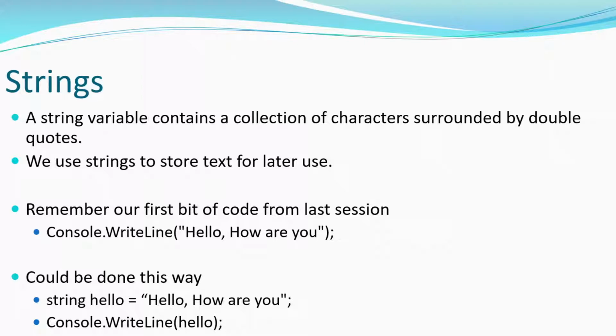So in session 1, we talked about strings being a collection of characters within double quotes. We use these to store text for future use. From last session, we introduced you to Console.WriteLine, "Hello, how are you?" It was pretty much one of the first console lines that we put in. If we were using this text in multiple places, we'd put it in a string. So this becomes a variable, hello, and then you just write line and the variable. This way you could use that string of text elsewhere within your program. So it enables us to repeat the usage multiple times without having to retype it every time.